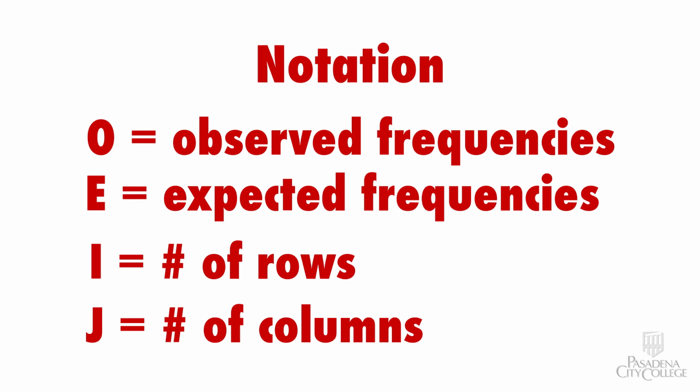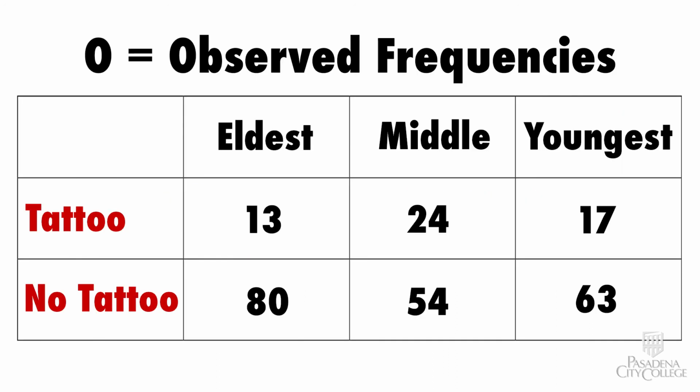Well, there's a lot of notation going on here. I know. Let's start with the observed. This is just sample data we are looking at originally. Oh, you mean our table of 6 different values? The values 13, 24, 17, 80, 54, and 63. These are different values that we have for O's. These are called observed frequency because we observed them from our sample.